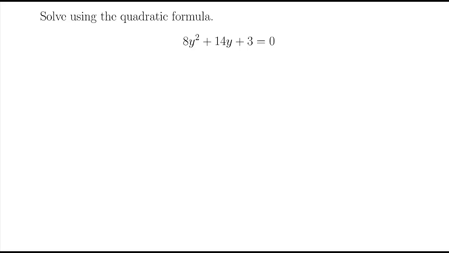Let's solve the equation using the quadratic formula. 8y squared plus 14y plus 3 equals 0. Okay, remember the quadratic formula says y is equal to negative b plus or minus the square root of b squared minus 4 times a times c, all over 2a.